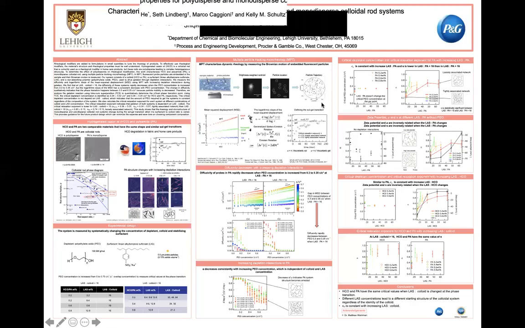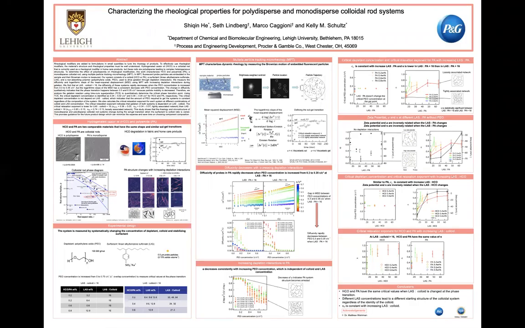Hi everyone, this project is about characterizing the rheological properties for polydisperse and monodisperse colloidal rod systems. We have two materials: HCl, which is a polydisperse system with aspect ratio ranging from 50 to 2500, and PA, which is a monodisperse system with aspect ratio 1306. It's a potential rheological modifier used in fabric and home care products. It helps to crystallize surfactant inside the rod and release it during degradation.